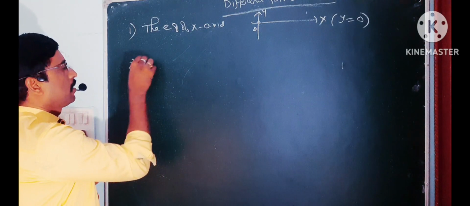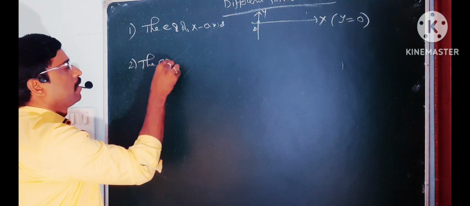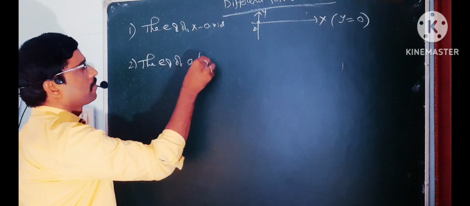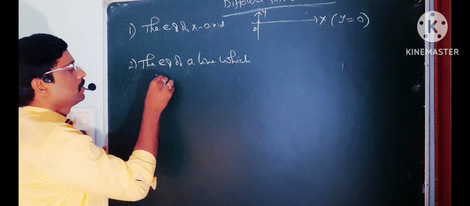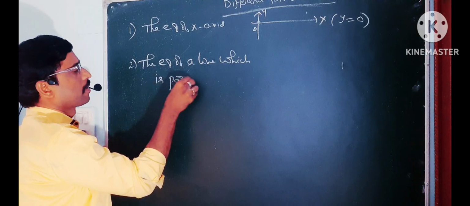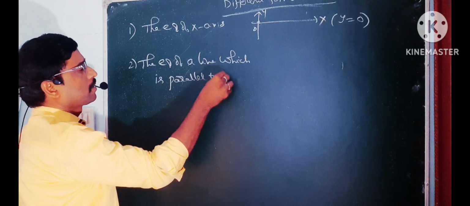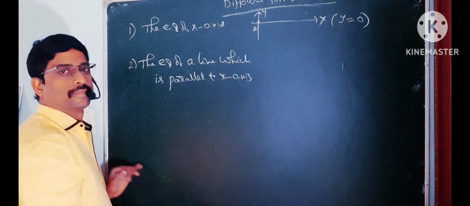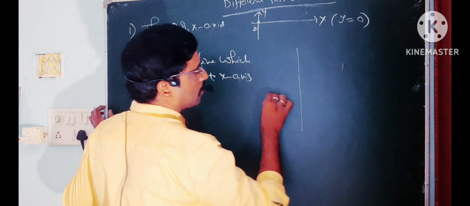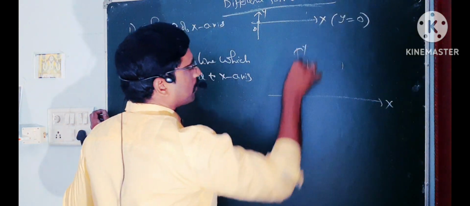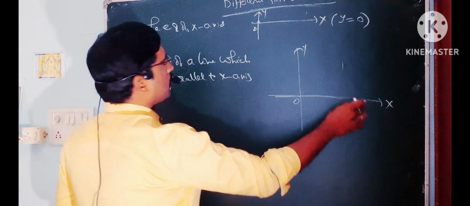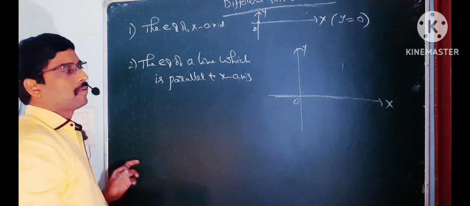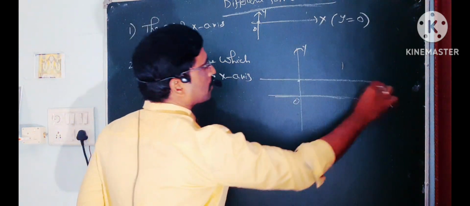Okay, next second point, the equation of a line which is parallel to x-axis. The equation of x-axis is y is equal to 0. What is this point? It is the equation of line which is parallel to x-axis.